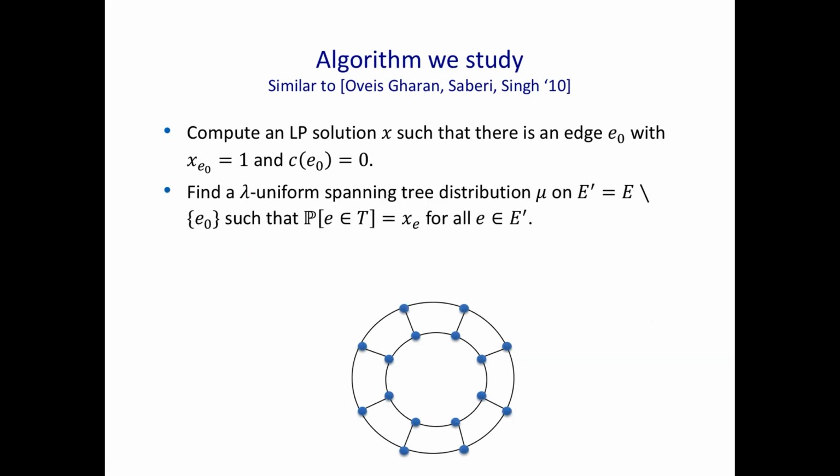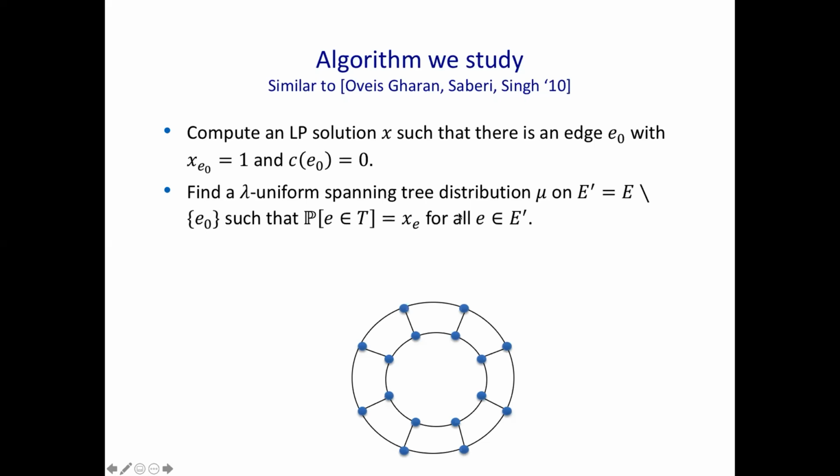So given this x, we'll compute a marginal preserving lambda uniform spanning tree distribution mu on the support graph of x without this special edge e_0. And it's not so hard to see that x minus e_0 is actually a point in the spanning tree polytope. So this is a valid step. And for some intuition on why this is the case, note that the sum of fractional value in the TSP polytope is n, while on the spanning tree polytope it's n minus 1. So we're essentially just correcting this discrepancy by removing an edge of fraction 1.